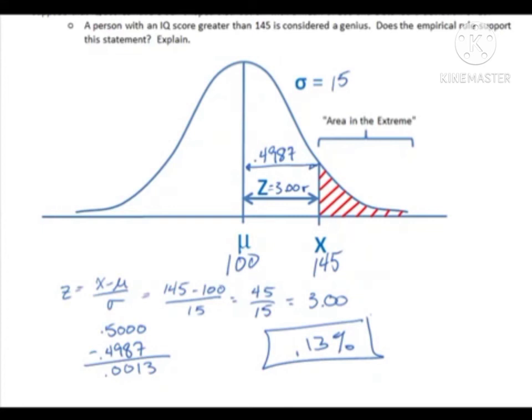The empirical rule states that almost 99% of the people will fall in between three standard deviations. So 0.0013 would drastically show that anyone with an IQ score greater than 145 is a genius.